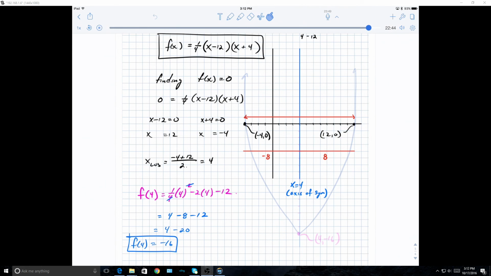So let's see if I can even draw this to scale. I'm not really sure, but we'll see. 1, 2, 3, 4, 5, 6, 7, 8, 9, 10, 11, 12, 13, 14, 15, 16. Okay, so we're down here. Way down here is the vertex, 4, negative 16. And at this point, we are very confident in being able to draw our parabola.